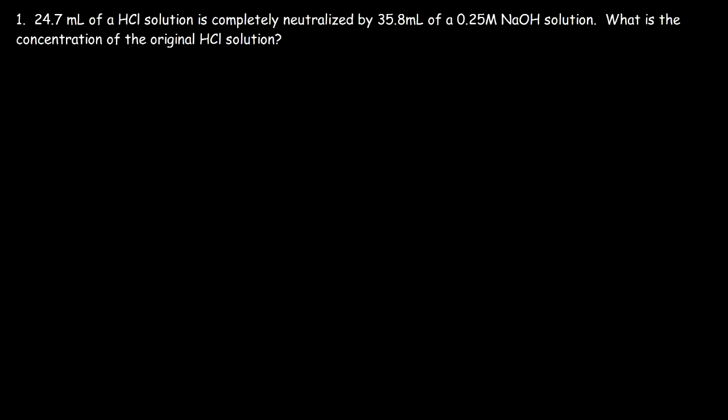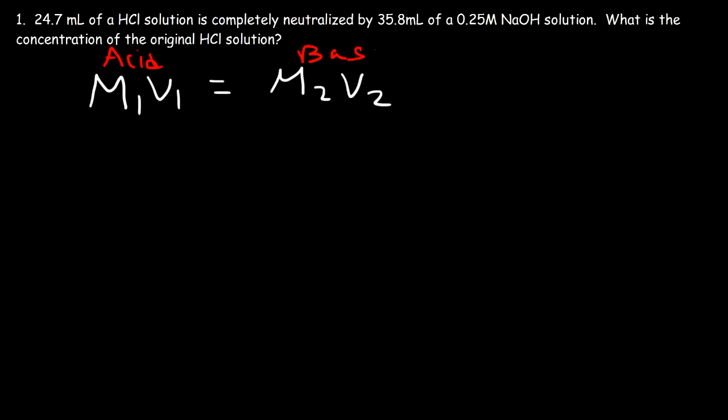So let's use the equation first. The first thing you need to identify is the type of substance that we have. The acid is monoprotic, it only has one hydrogen. And the base only has one hydroxide ion per formula unit. If you see that, you could simply use this formula, M1V1 equals M2V2. So we're going to say that M1V1 corresponds to the acid, and M2V2 corresponds to the base.